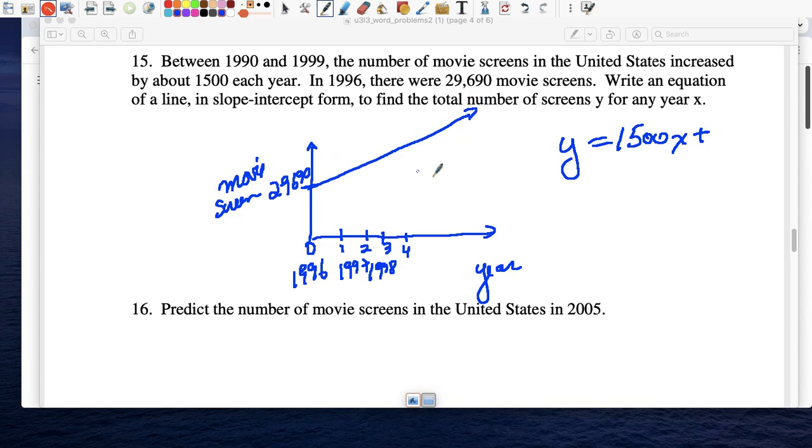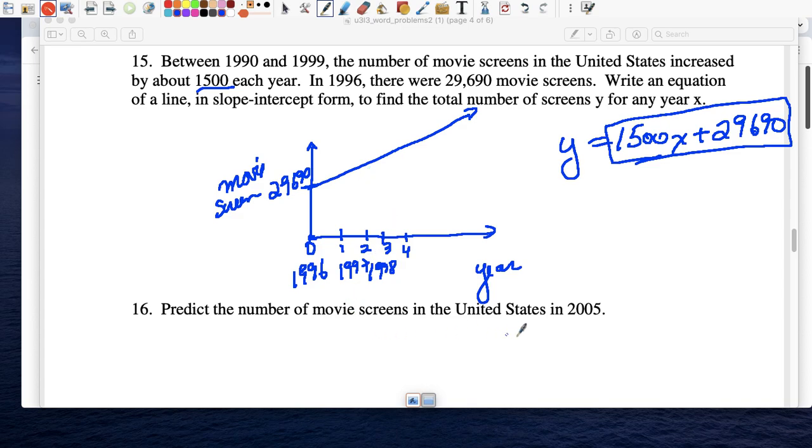But the question here says, well, actually, let me finish. So that's going to be my slope, my y-intercept, 29,690. So that's what I'm going to use. That's going to be my base, because I don't have any information for 1995, 1994. So at year zero, I finally decided to count. In 1996, the year I started counting movie theaters, I counted 29,690. And then 1 year after, it grew by 1,500. And then in year two, there were 3,000 more. Year three, there were 4,500 more, etc.